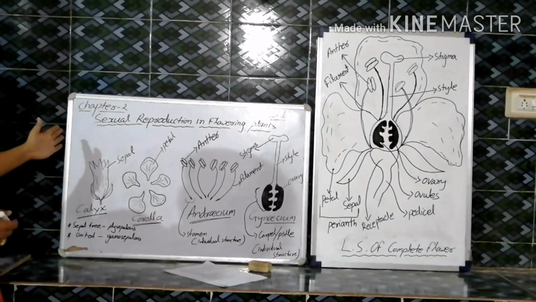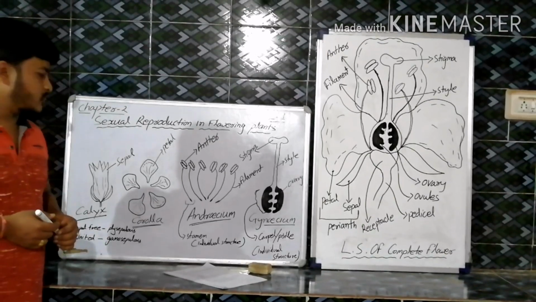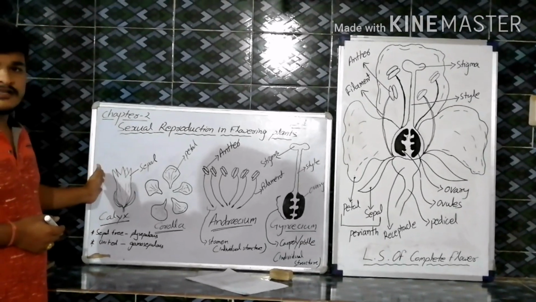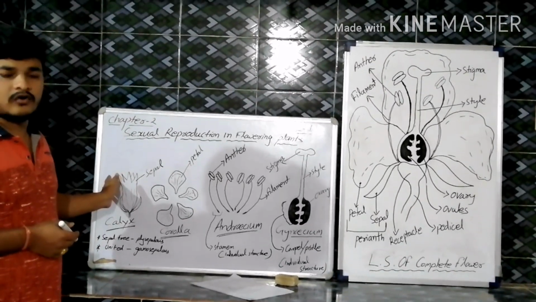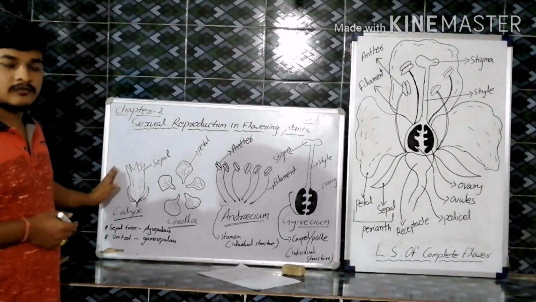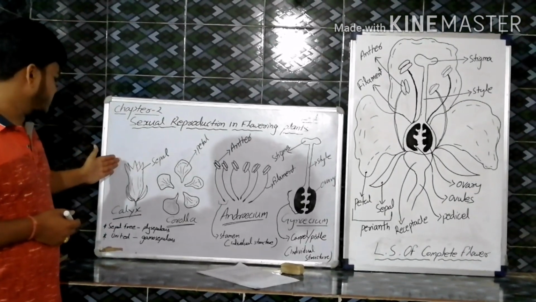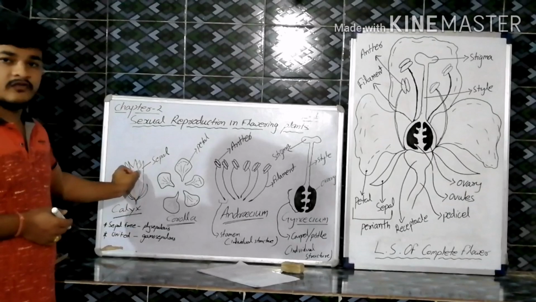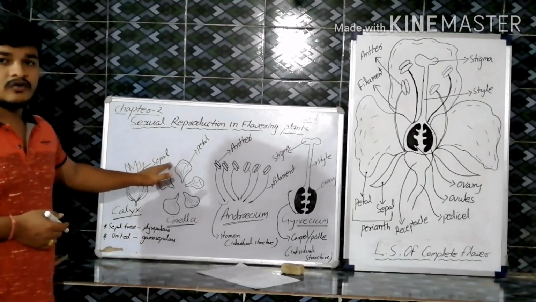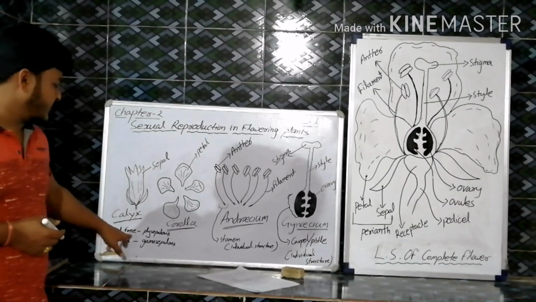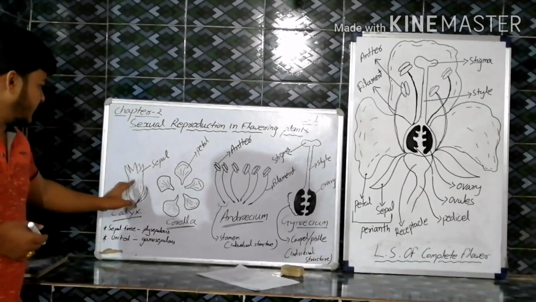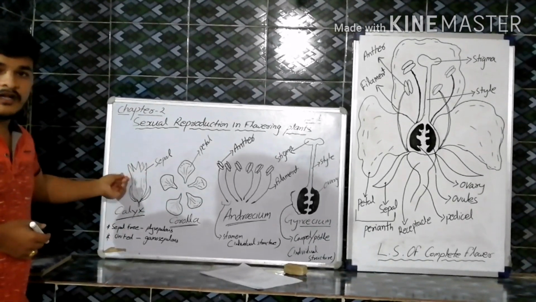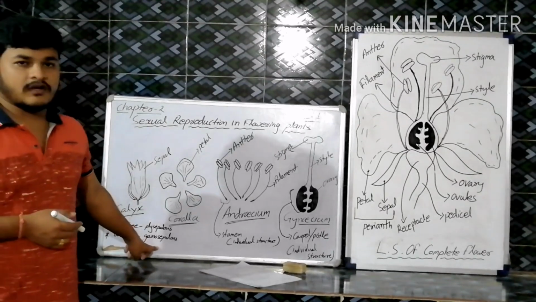The calyx is known as the first whorl of the flower, and this first whorl is extremely green in color and is the outermost whorl of the flower. That means it is the outer part of the flower. A single part is known as a sepal, and if the sepals are free, it is known as polysepalous. If it is fused and gives a complex structure, it is known as gamosepalous.